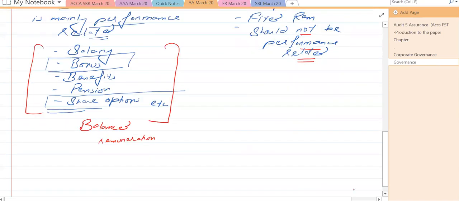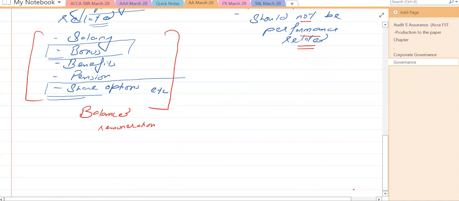Pension is to give them the flavor that they retain in the company for a longer run. They serve the company for a longer run, and obviously they have the security that when they retire from the company they will have enough money to deal with the rest of their life. And share options are just to give them a flavor that they are a shareholder as well, so they will take care of the share price. So this is the balanced remuneration.